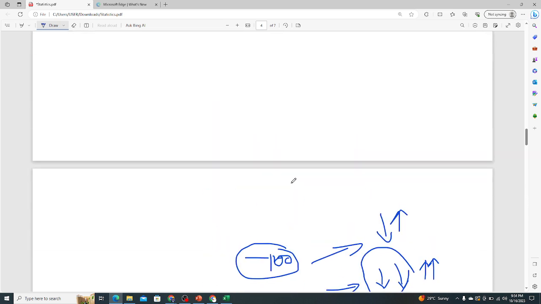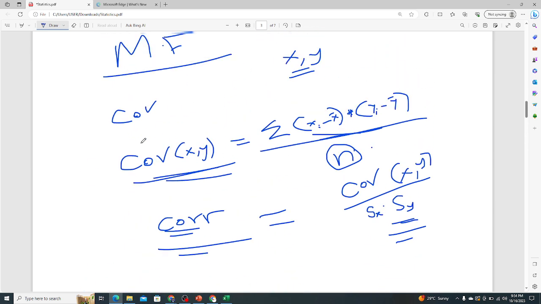I don't know where I wrote that formula. So basically, you can see under covariance, we are trying to do a summation of the product of the difference between variable x and its mean and the difference between variable y and its mean. So for covariance, we are trying to check the relationship, or the directional relationship, between these two variables.